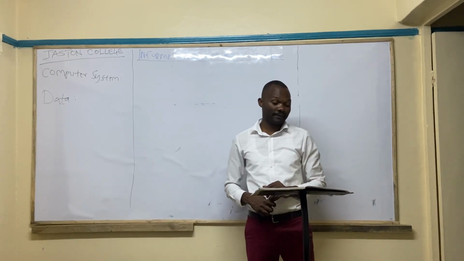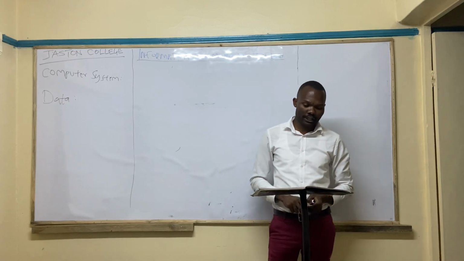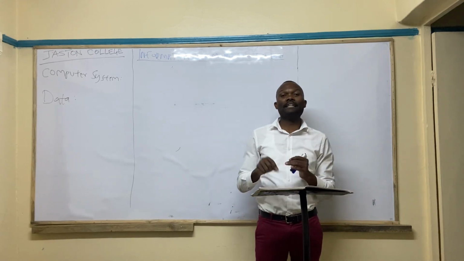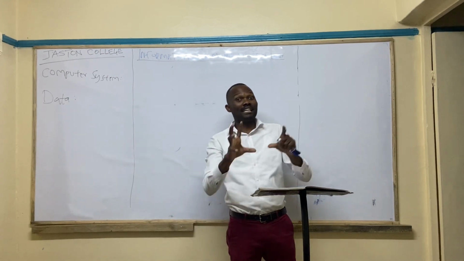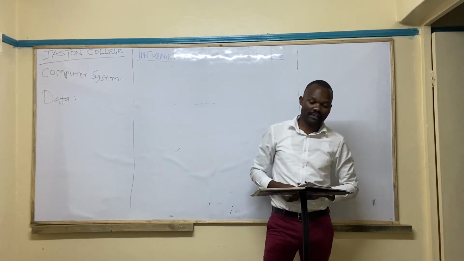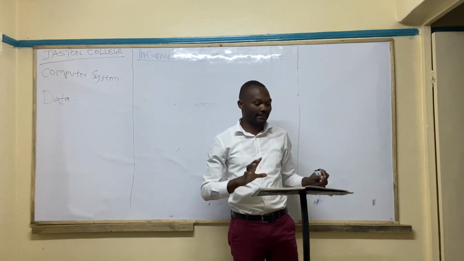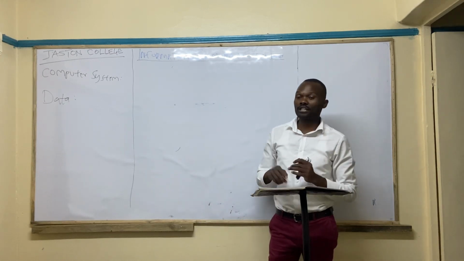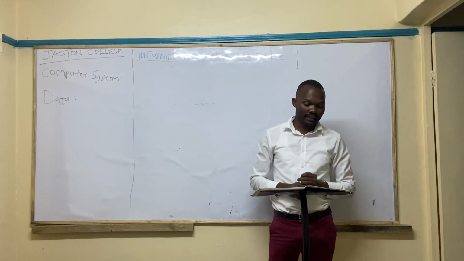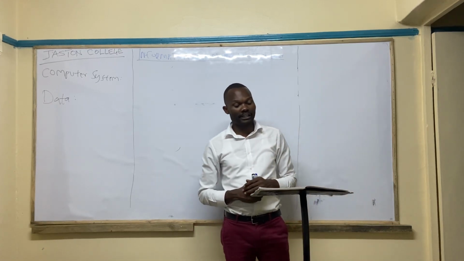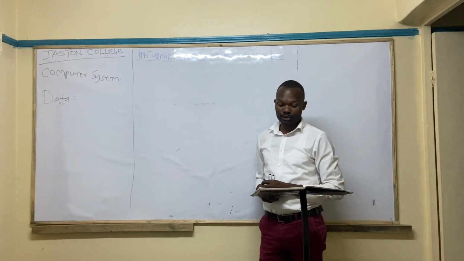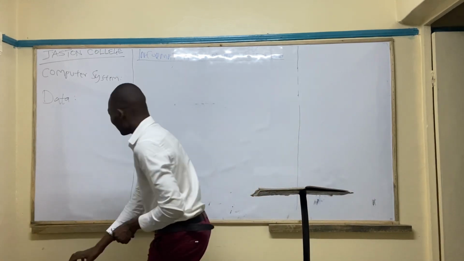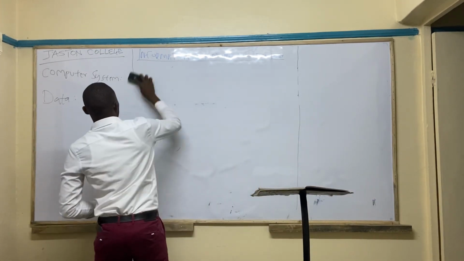Then you also have inputs. Input is the act of feeding data into the computer. Then we also have a device. A device is a gadget, any gadget that is meant for a special function. Electronic means any gadget that uses electricity. And then we also have storage, which is the ability to keep data for future use.